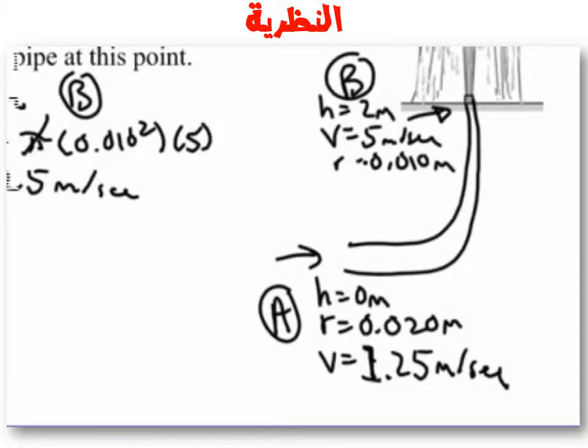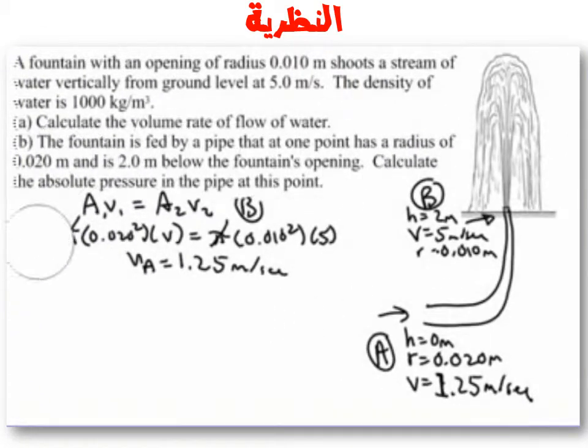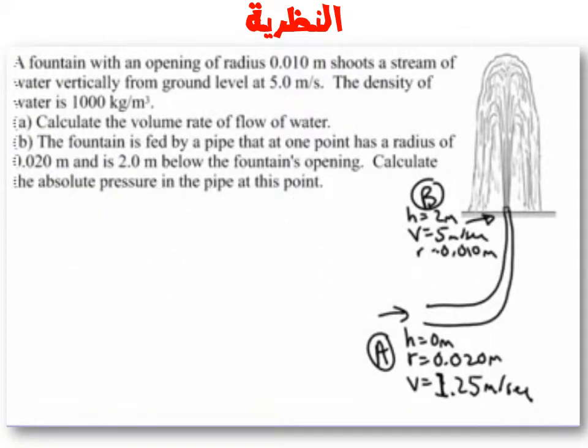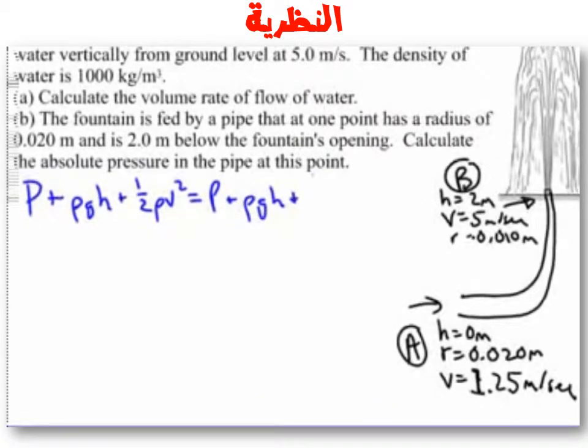Now I'm going to erase this. You can always rewind and come back to that. And now I'm going to do Bernoulli's principle. Bernoulli's principle is pressure plus rho g h plus 1/2 rho v squared equals pressure plus rho g h plus 1/2 rho v squared. This is going to be side A over here, and this is going to be side B over here. Because I labeled everything, I know where everything goes.